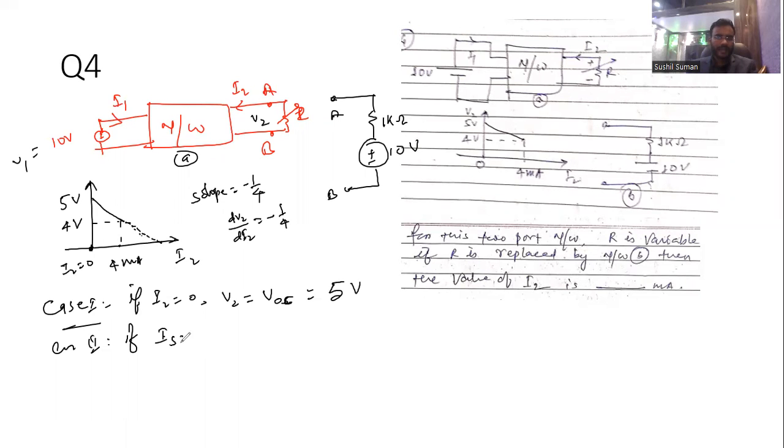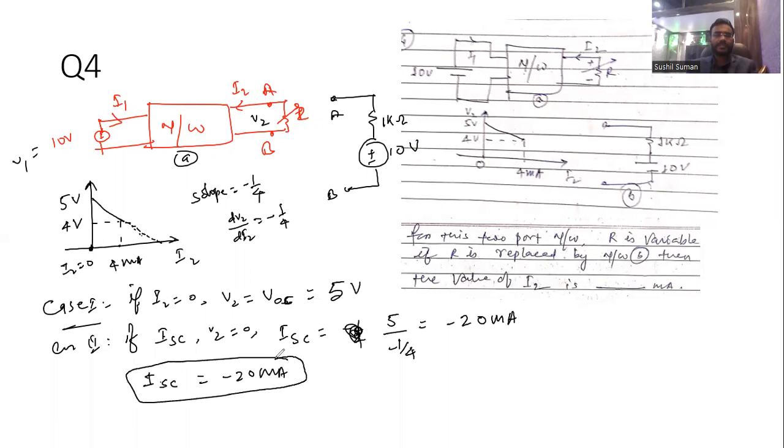If ISC is the short circuit current, V2 becomes 0. So the short circuit current is 5 upon minus 1 by 4, and this becomes minus 20 milliampere. So ISC, the short circuit current, is minus 20 milliampere. The direction of this short circuit current ISC is this one.